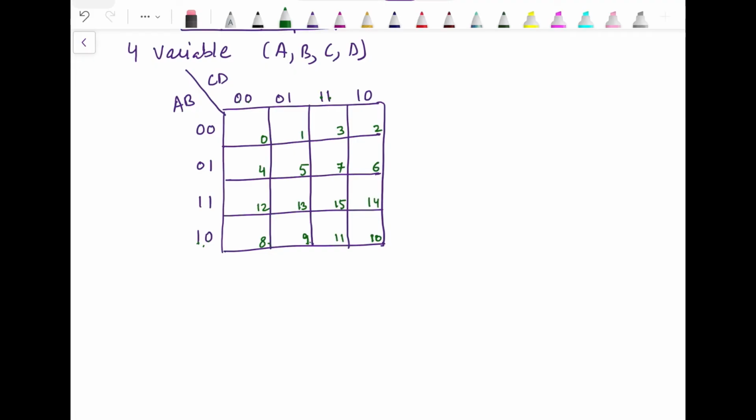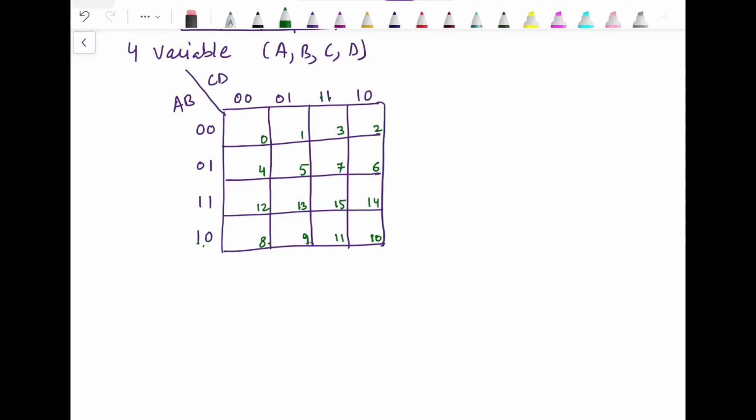Now these are the empty K maps where we have labeled each cell. Each cell where we have written 0 to 15 in this case corresponds to each minterm or maxterm, depending upon what type of Boolean expression we are given. Now these K maps can be used to obtain the simplified Boolean expressions both in SOP or POS form, depending upon what is given to us.